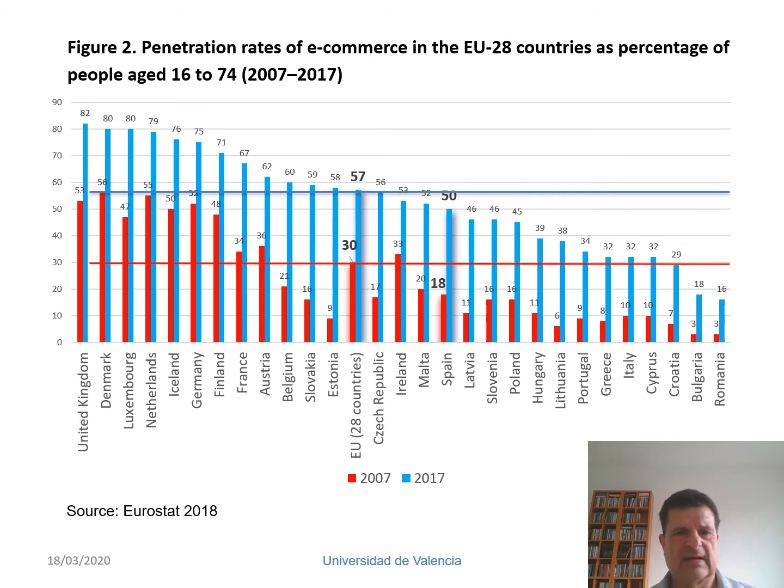In this particular graph that we see in figure 2, you see that the red bars correspond to 2007, while the blue bars correspond to 2017. If you look at the bars from the left-hand side to the right-hand side, they are ordered by the level of penetration in 2017. You see that Spain is in the middle range, and where it says Spain, it is 50%, as we saw before, and it used to be 18% in 2007.